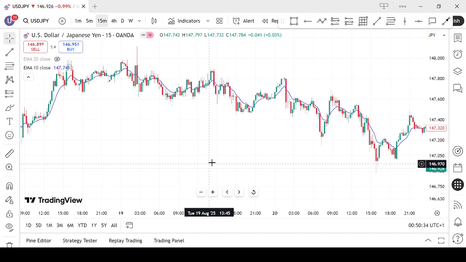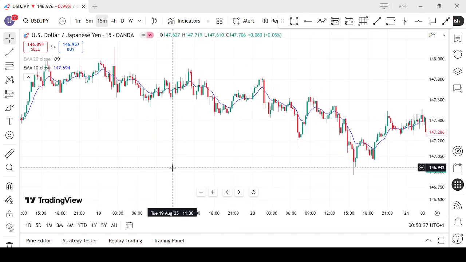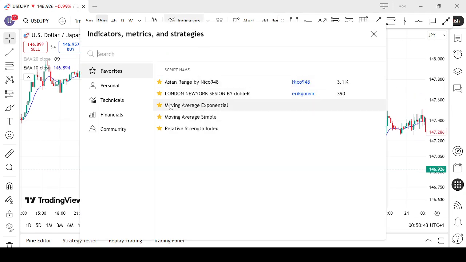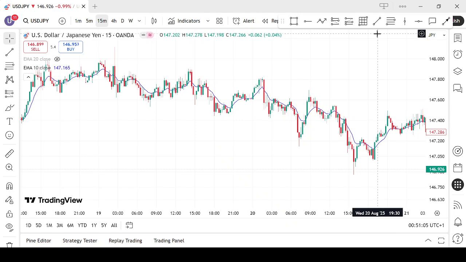The types of moving average are just two main types. One is the simple moving average, which is the SMA, and the second one is the exponential moving average. The simple moving average gives equal weight to all prices in the calculation period, while the EMA places more emphasis on recent prices, making it more responsive to recent market movements.